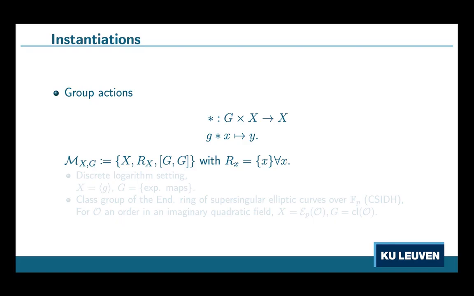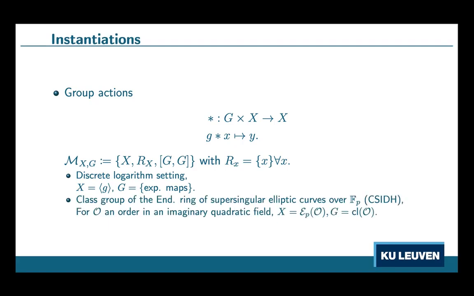And for the masking sets, we just use two copies of the group G, assuming that G is commutative. Because then any element of G commutes with any other element of G, and we satisfy the semi-commutativity requirement, and because G is a group, inverses are straightforward. So in the discrete logarithm setting, again, X can be the subgroup generated by G, and the group is just exponentiation maps. But this also captures the more recent setting of the CSIDH schemes, where here the group is actually the class group of the endomorphism ring of supersingular elliptic curves over Fp, and not Fp squared.